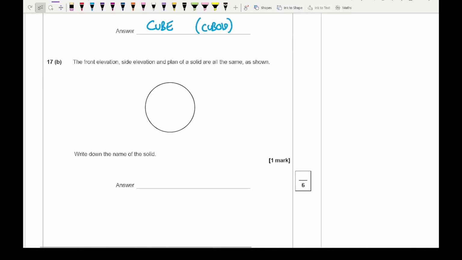Then it says for B, the front elevation, side elevation and plan of a solid are all the same as shown. Write down the name of the solid, and that is therefore going to be a sphere.